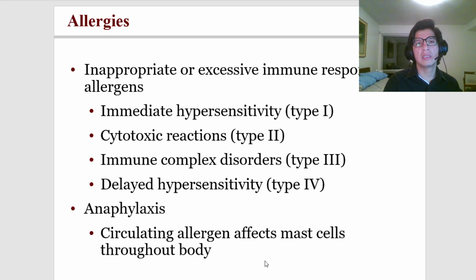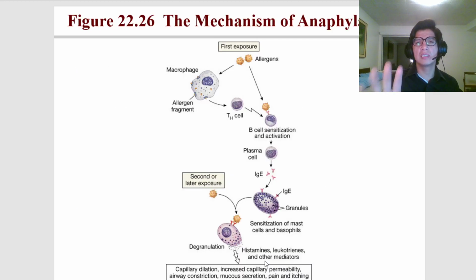Immune disorders, allergies. Whenever it comes to allergies, let's just go through this. That's what we need to know about allergies. So there is the first exposure to this particular allergen. A macrophage gets exposed to it, and it undergoes a similar process as any antigen. It activates helper T cells, sensitized B cells, plasma cells that create antibodies.